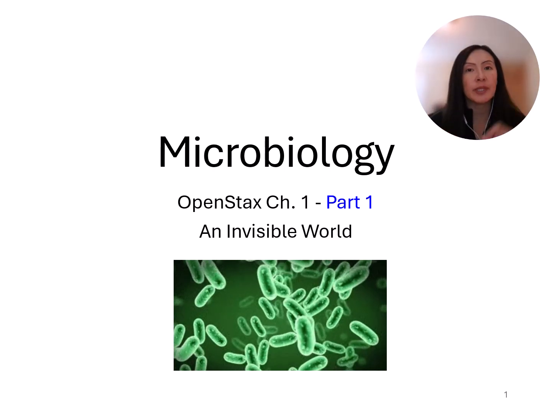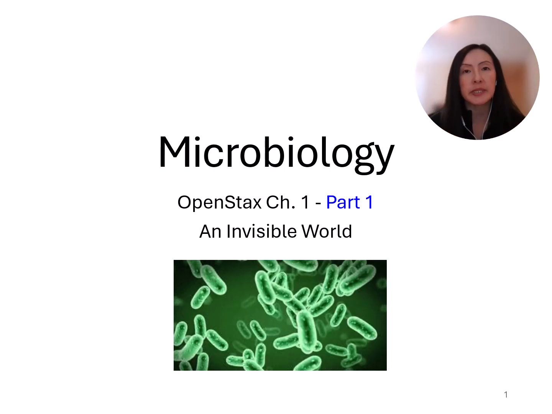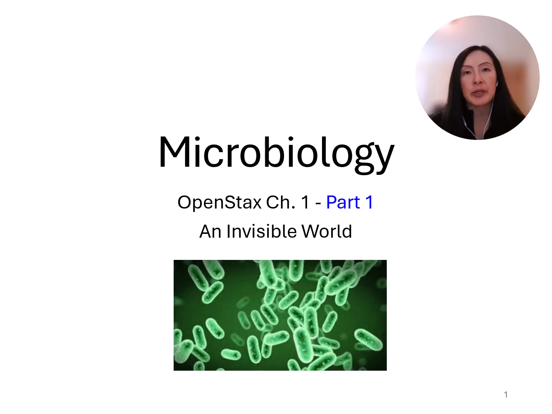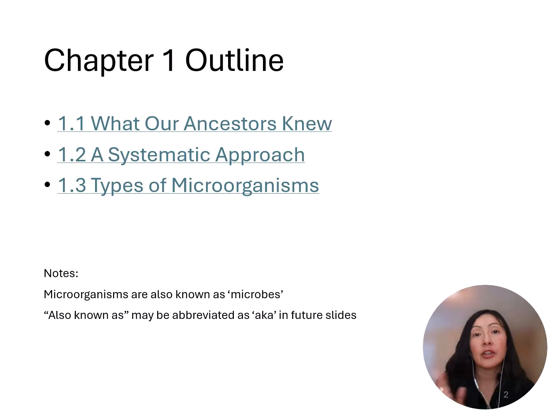This is our Chapter 1 lecture from the Openstax textbook titled An Invisible World. This will be a broad introduction to microbiology. This chapter is divided into 3 parts. Part 1, what our ancestors knew about microbes or microorganisms. Part 2 is a systematic approach which looks at the naming and organization of microorganisms. And Part 3, an overview of the different types of microbes that we know of so far.